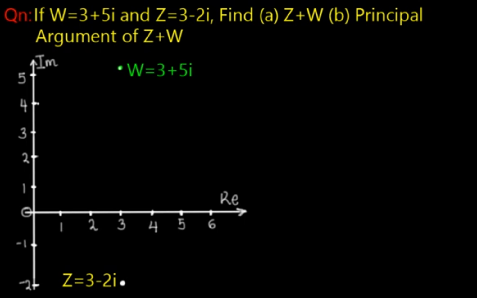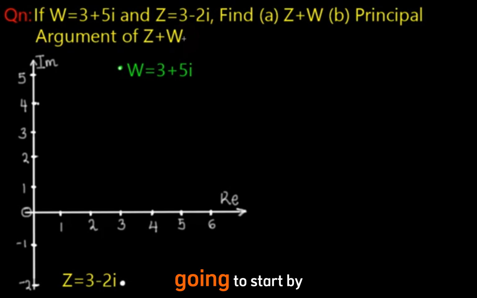We're going to look at how to add and subtract complex numbers on a complex plane and obtain the principal argument of the resultant complex number. Now on our screen we have a question. If W equal to 3 plus 5i and Z equal to 3 minus 2i, find part A, Z plus W, part B, principal argument of Z plus W.